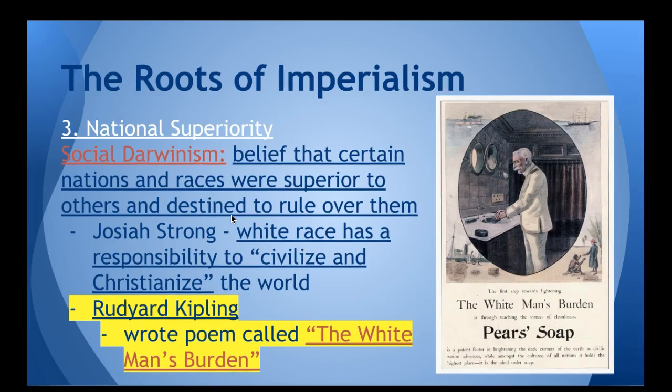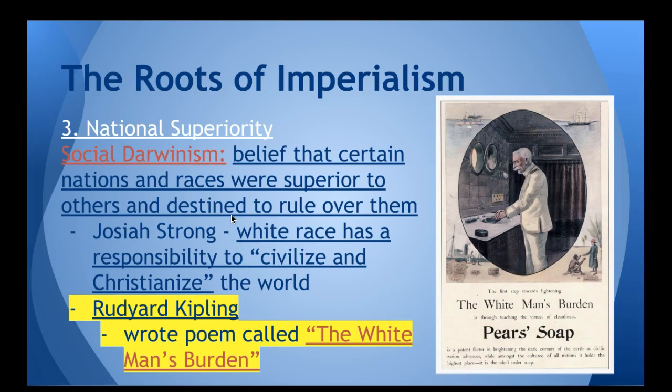Our third motivating factor behind U.S. imperialism was national superiority. We've talked about social Darwinism already. That was the idea that some people were better than others and therefore deserved their place of superiority in society. Social Darwinism in this context was the belief that certain nations and races were superior to others and therefore destined to rule over them.